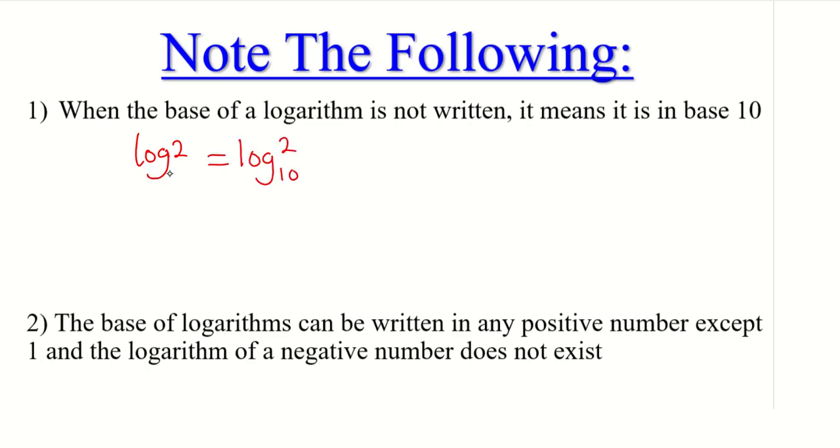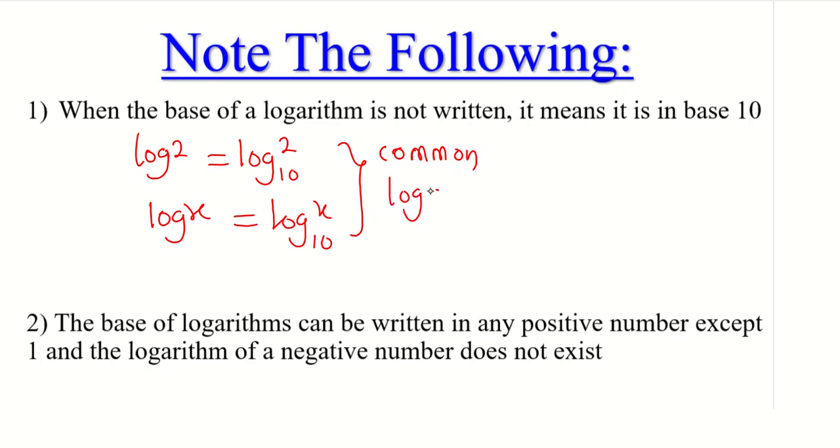In case we see anything like log 2, it implies it has the base of 10. Now if you have logarithm of x, this implies that it has the base 10, which is equal to logarithm of x to the base 10. This is what we call the common logarithm. Common logarithm is when the base is not indicated, but we know it to be the base 10.